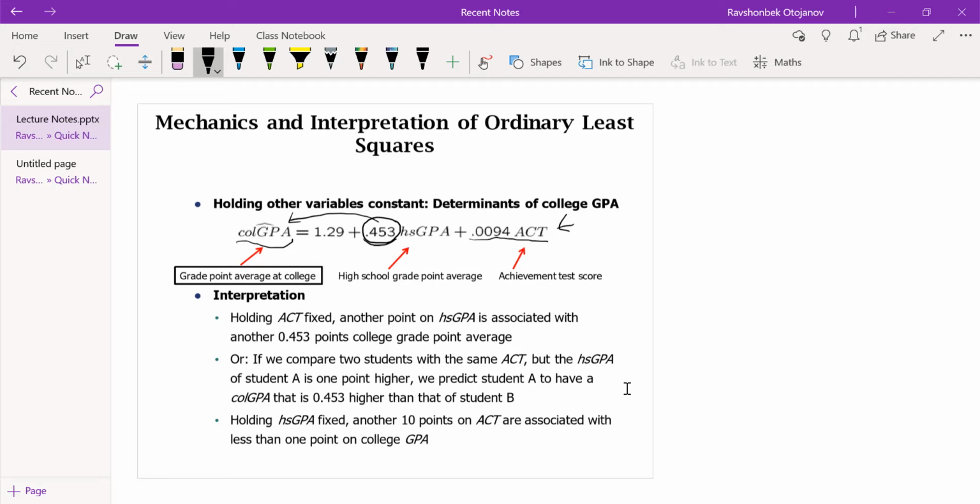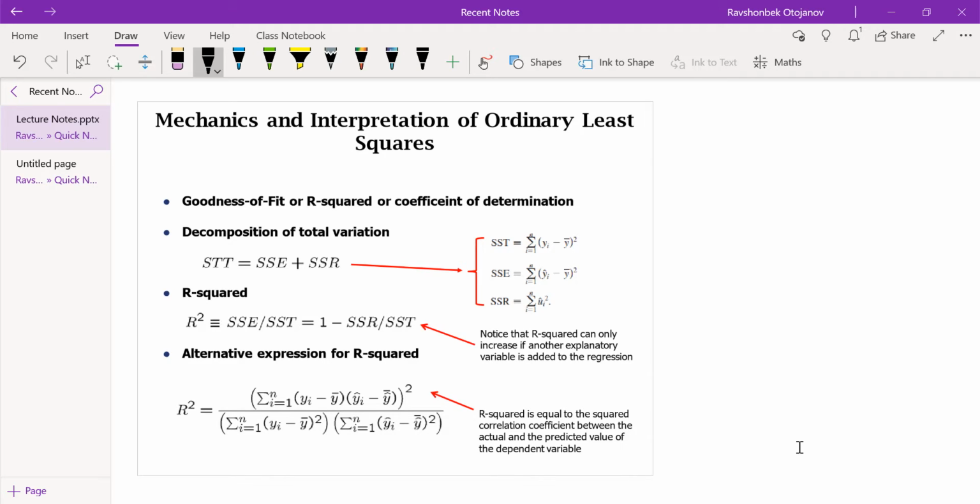So if one of the students has a 1 point higher high school GPA, their college GPA would be this much higher relative to the other student whose GPA is 1 point lower but has the same ACT. So that's the idea here. Just like in the simple linear case, our goodness of fit measure R squared works in the same fashion as it worked for simple linear regression.